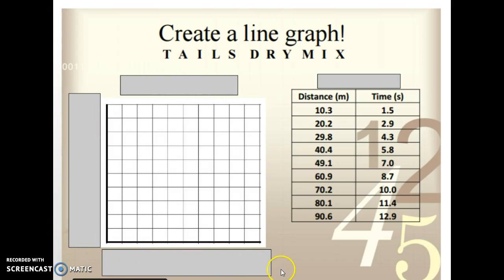Tomorrow when you come in, we will be looking over your graphs and seeing if you used TAILS and DRY MIX to create this line graph appropriately.